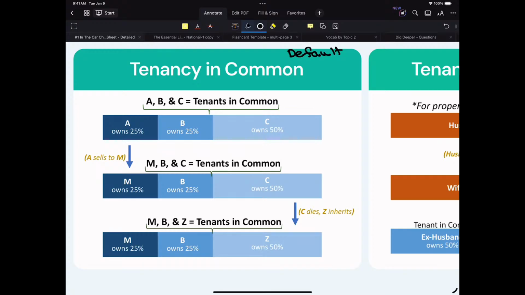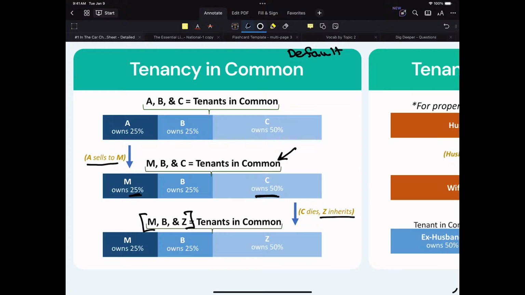So maybe C paid for half, and then A and B each paid for a quarter. It doesn't matter. You can have different amounts of interest, but possession, everybody gets to use it the same. And in tenancy in common, if A wants to sell to M, then M now is the owner. So now you've got tenants in common of M, B, and C. Cool. And if C were to die, well, now Z could inherit. And now you have M, B, and Z who are your tenants in common.